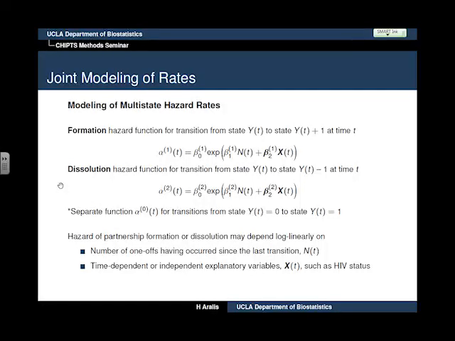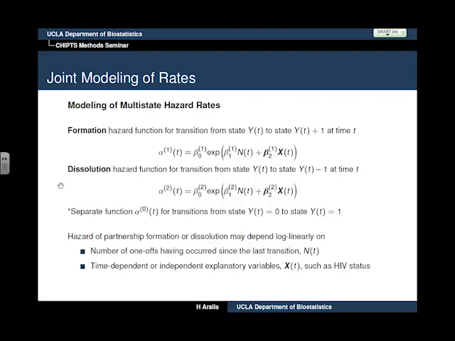As I mentioned, we can then include in our X vector things like respondent age, HIV status, anything that we think might be influencing these hazards of transition. Transition being, in this instance, the multi-state process transition, so formation or dissolution of an ongoing partnership.